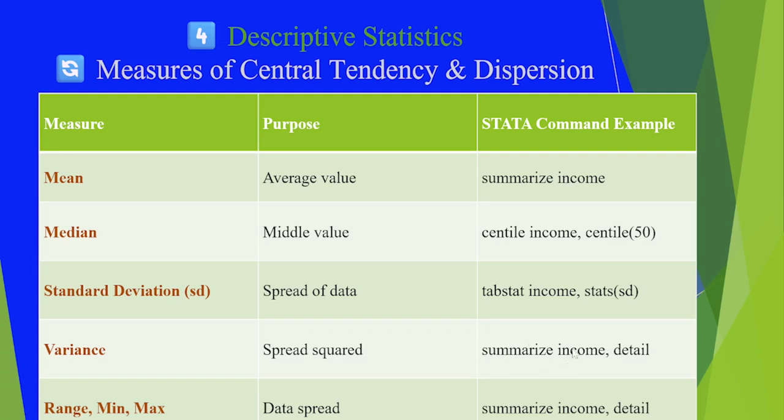It will summarize the income. If, for example, you summarize income, it means it will give us the 5-number summary for the income. Median is simply the middle value, and to get that you just say centile income. For example, if you're interested in income, then centile 50, which means we need the 50th percentile.